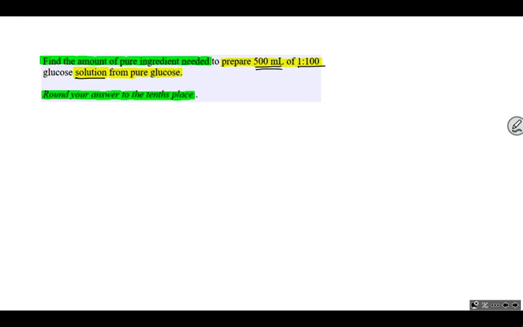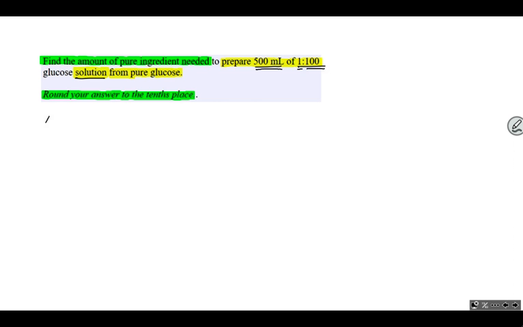And that solution needs to contain, what does this mean, 1 to 100? That's going to mean that we want 1 milliliter of pure glucose for every 100 milliliters of the solution. So we'll have 99 milliliters of something else, our diluent. It might be distilled water, for example. And so let's write that information down as a conversion factor. That may be important to our solution here.